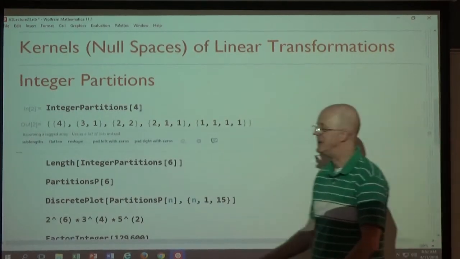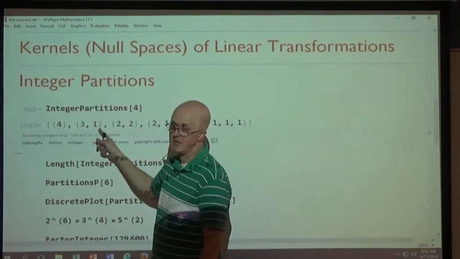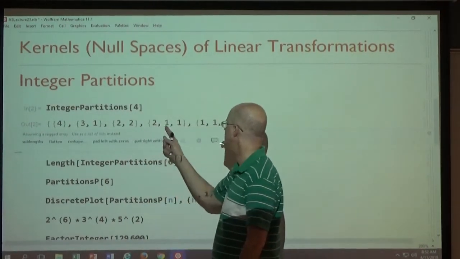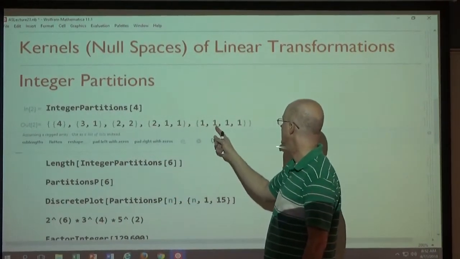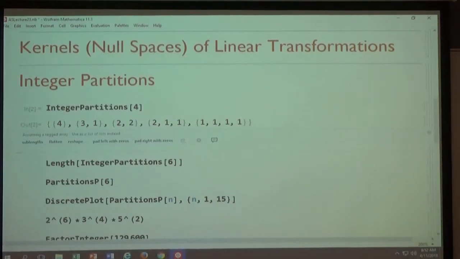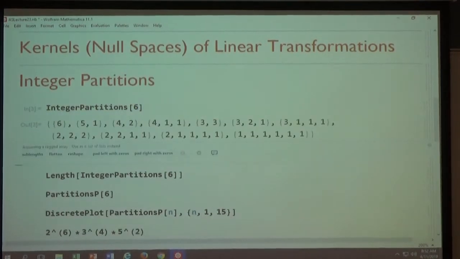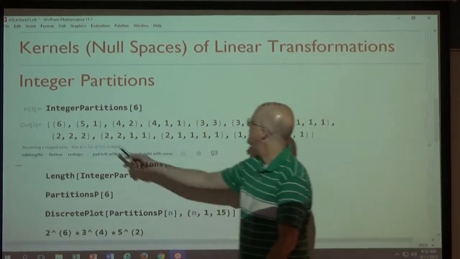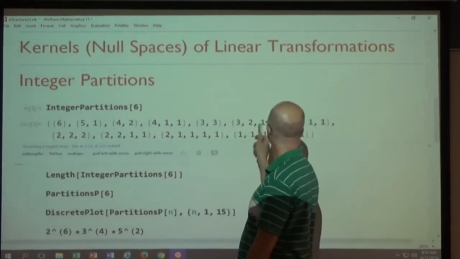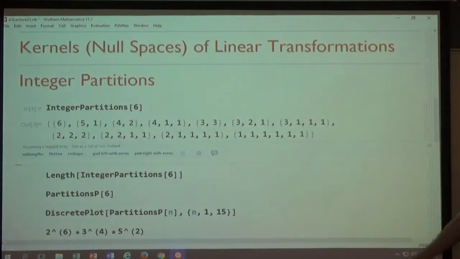So the output here should be understood as saying 4 is one of the integer partitions of 4, so is 3 plus 1, so is 2 plus 2, so is 2 plus 1 plus 1, and so is 1 plus 1 plus 1 plus 1. Let's do it for 6 here and see how many there are for 6. 1, 2, 3, 4, 5, 6, 7, 8, 9, 10, 11 integer partitions of 6. You can pause the video and double check those things.